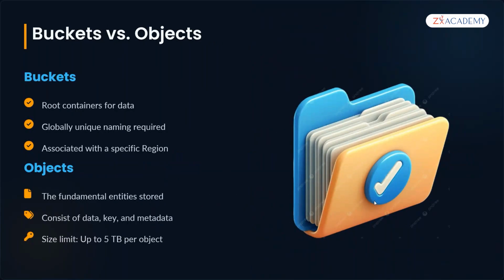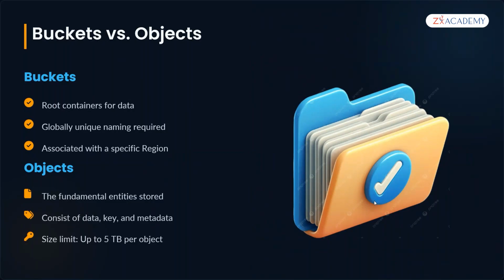So bucket versus object. Bucket, we know, is the root container for the data that we are storing in S3. So those bucket names are globally unique. The names we choose must be unique across the users of AWS. Yes, so your buckets are regional, but can be accessed globally.